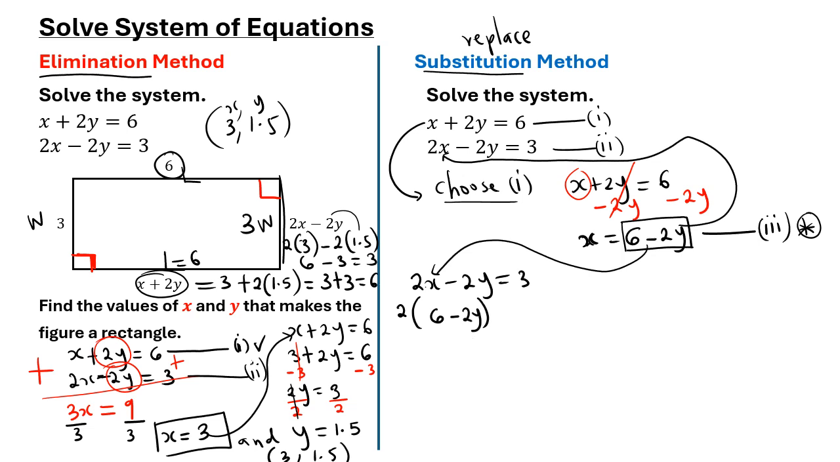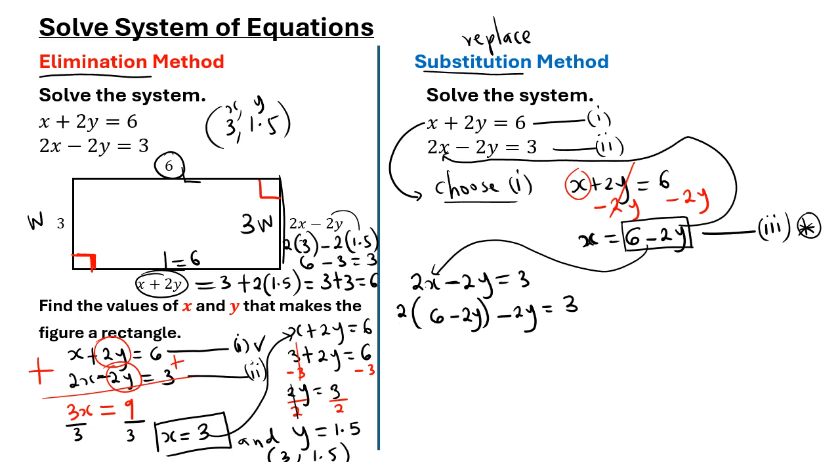So that will be 2x. 2x now is going to be replaced by 2 times (6 minus 2y). But again, I still have minus 2y here, which I have not yet written. And then I have 3 on the right hand side. This is what you get. So you now have to rearrange this equation, simplify, and solve for y.